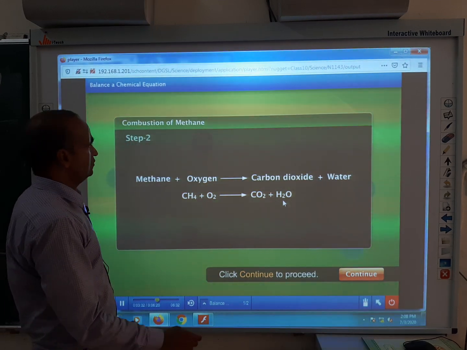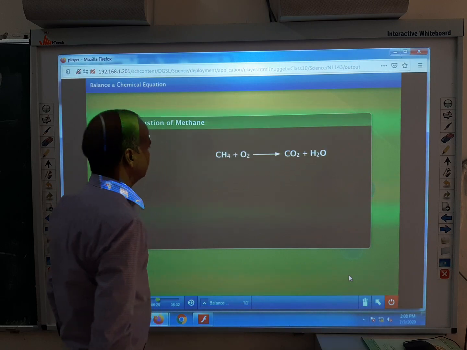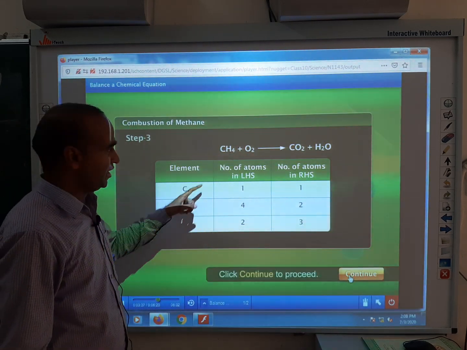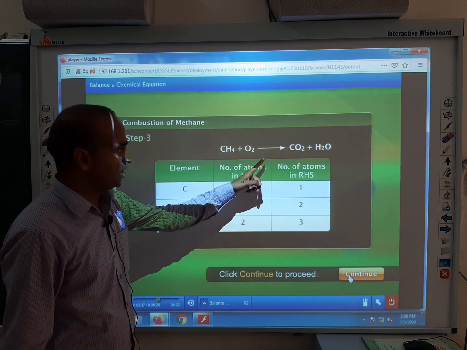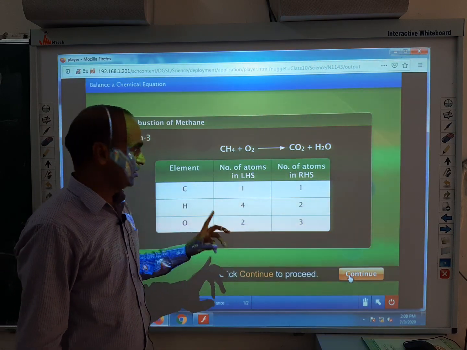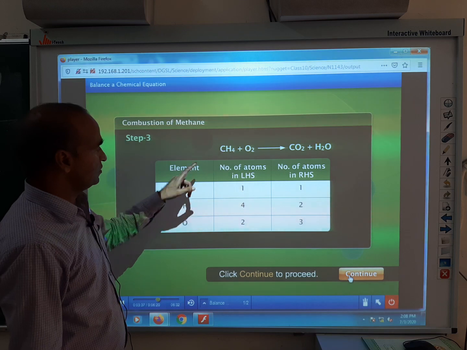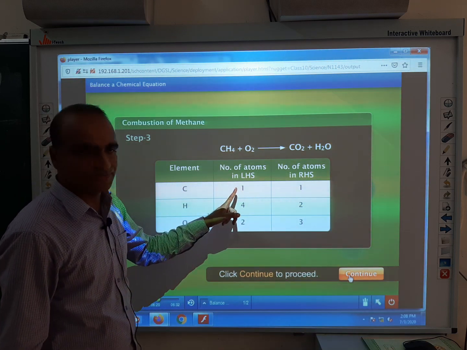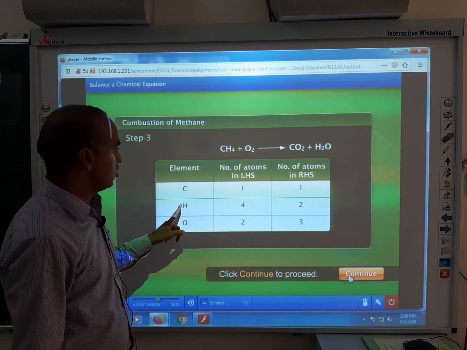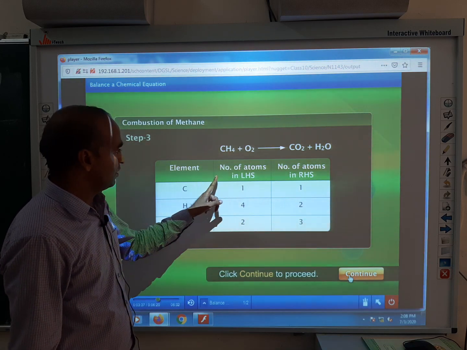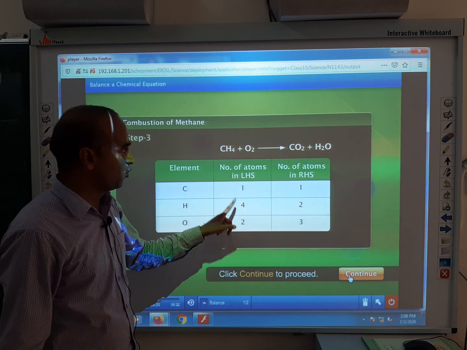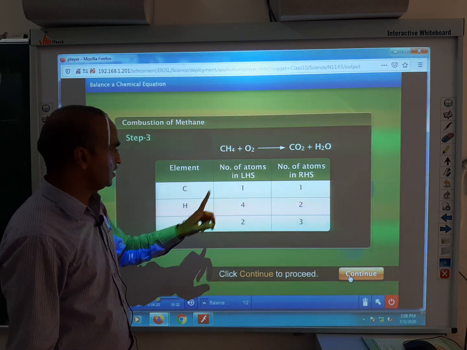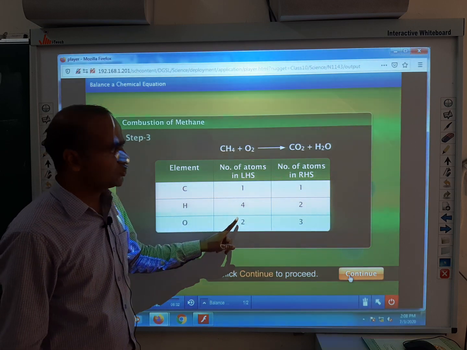Okay, after then we write the next step, step three: write the name of the element and the number of atoms on the left hand side and the number of atoms on the right hand side. Now you see the carbon, how many atoms of carbon on the left hand side? This is 1, right? Then how many hydrogen atoms on the left hand side? It is 4, CH4, H4. Then the number of oxygen atoms on the left hand side is 2.